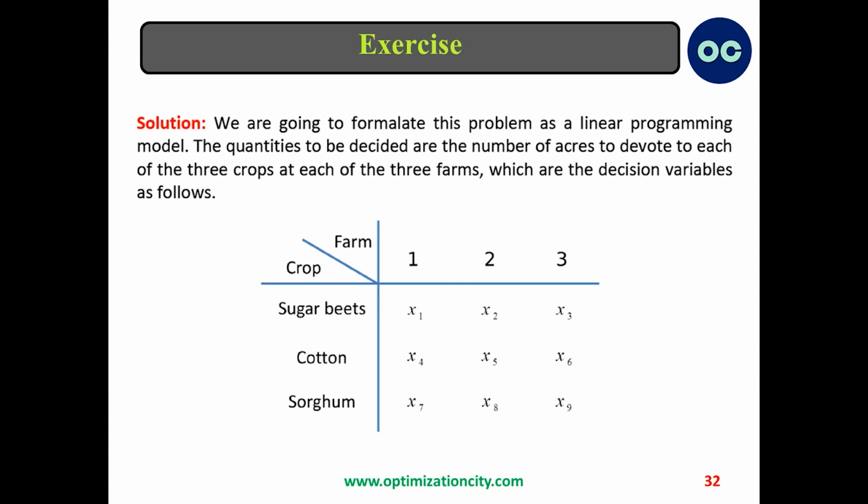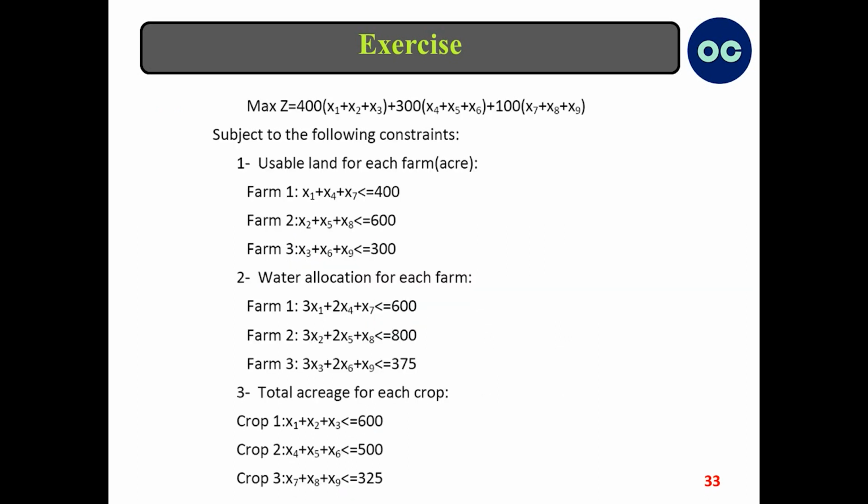How can we solve this problem? We will formulate this problem as a linear programming model. The decision variables in this problem are the number of acres to allocate to each of these three crops at each of the three farms. Decision variables are as follows, which is shown in this table. For example, in the table mentioned here, x1 represents the number of acres on farm 1 for the sugar beets. We have 9 decision variables. The objective function, which is shown as z, aims to maximize the net return.